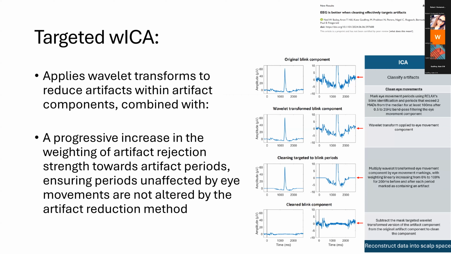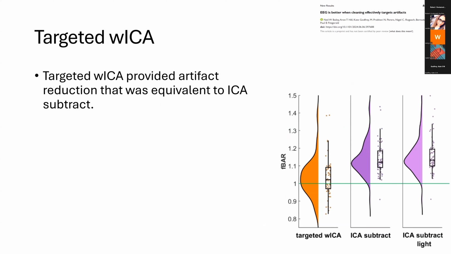So what this method does is it applies the wavelet transform to reduce the artifacts, but only within the artifact components, by using a progressive increase in the weighting of the wavelet transform artifact rejection strength towards the artifact periods, so that ensures the periods unaffected by eye movements are not altered by the artifact reduction method. So we found that the targeted wavelet enhanced ICA method provided artifact reduction that was equivalent to ICA subtract.